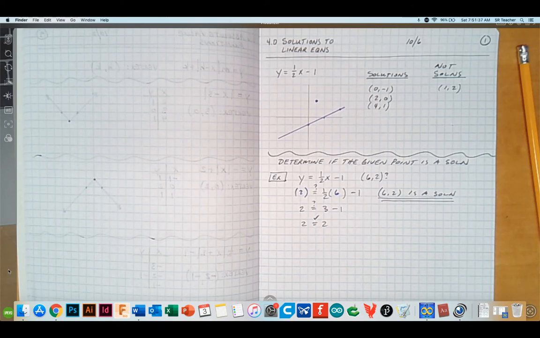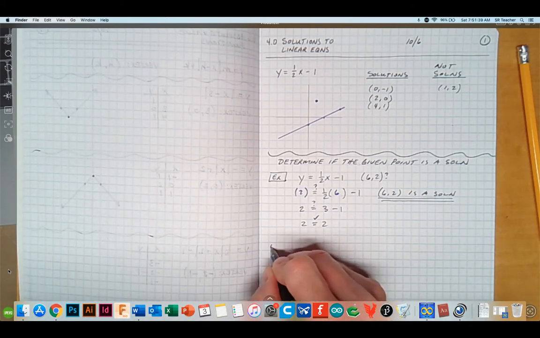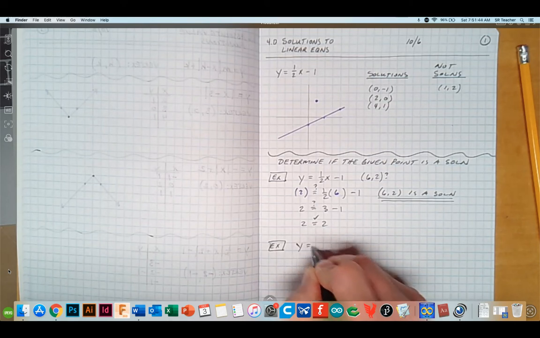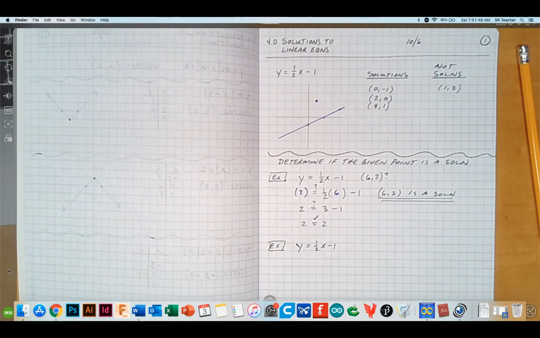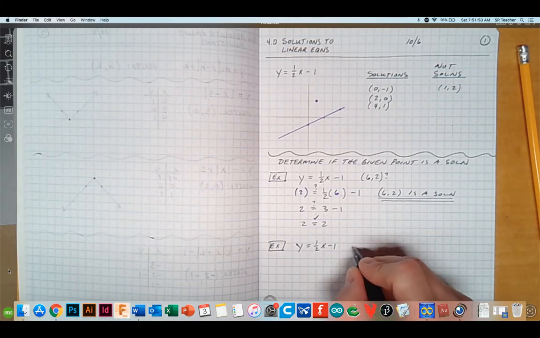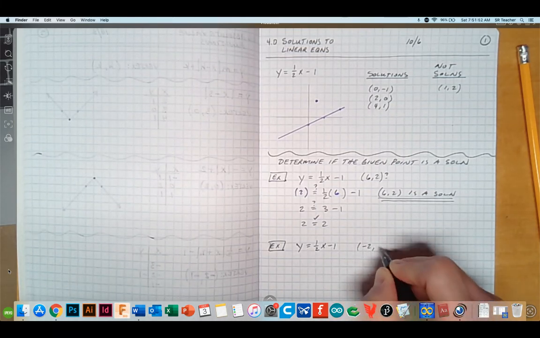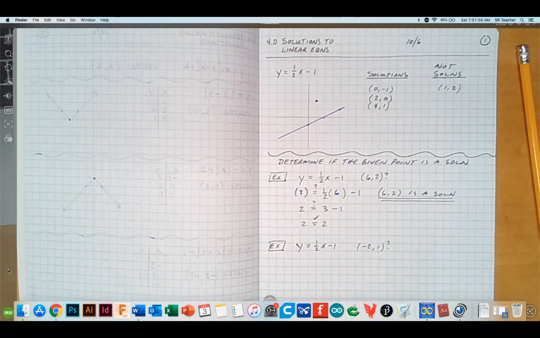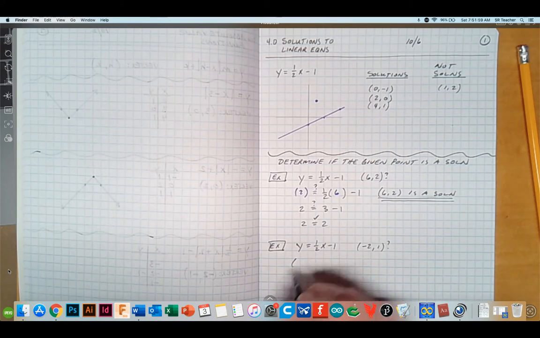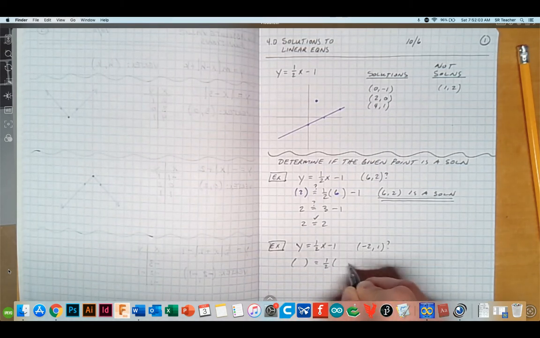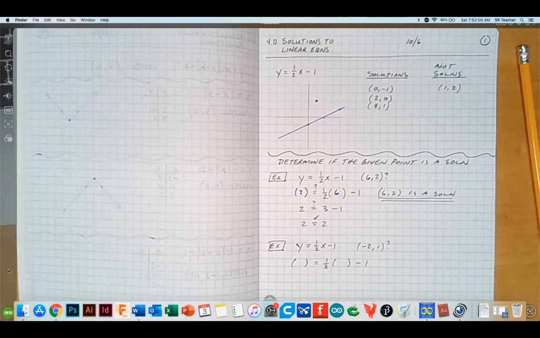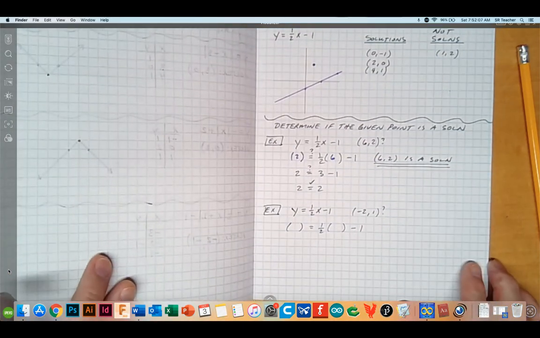All right, let's try another point. Let's do the same thing. y equals 1/2 x minus 1. And let me do the point, let's say (-2, 1). Is this a solution? Not so sure. So I'm going to plug in some numbers right here, and I'm going to determine, are these solutions?